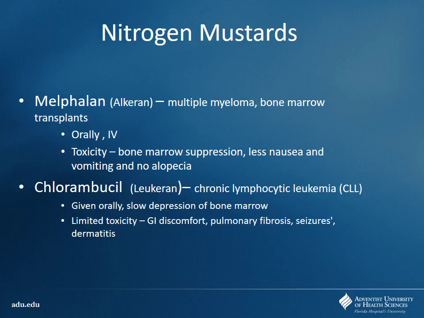And then you have melphalan and chlorambucil, again, kind of older agents, may see them used occasionally. Just be aware that, again, very similar toxicity. You're going to see your bone marrow suppression, nausea, vomiting, all those rapidly dividing cells end up taking a hit here.